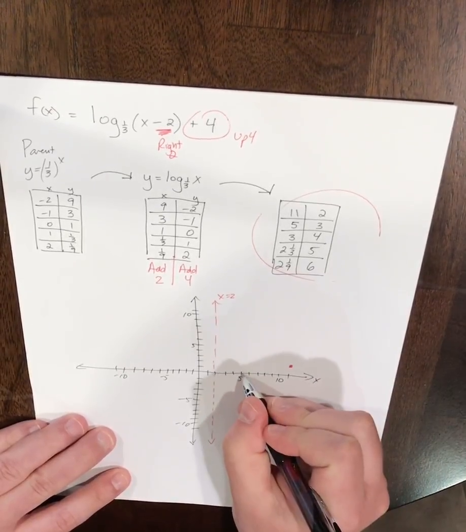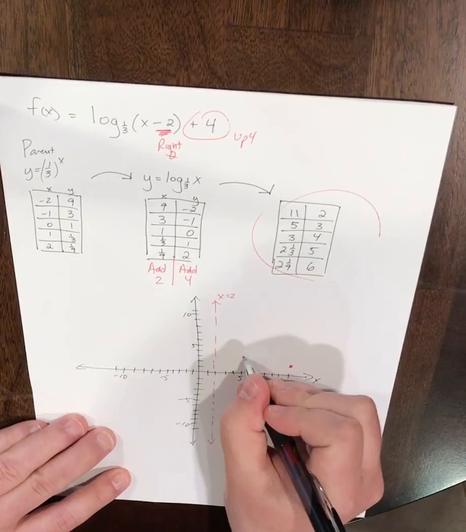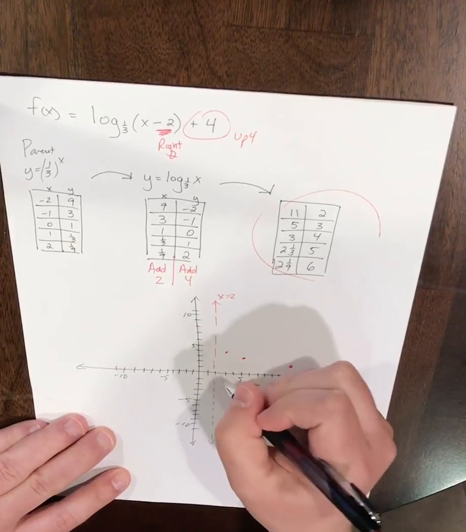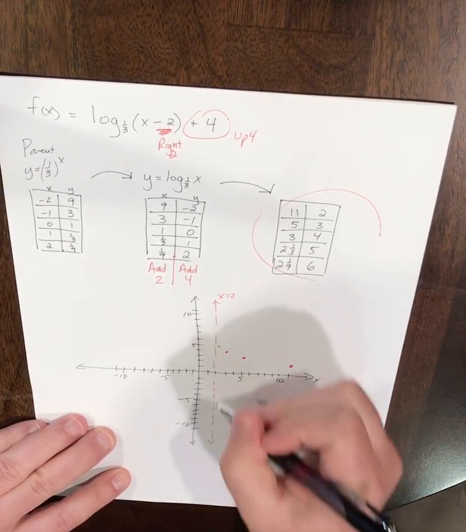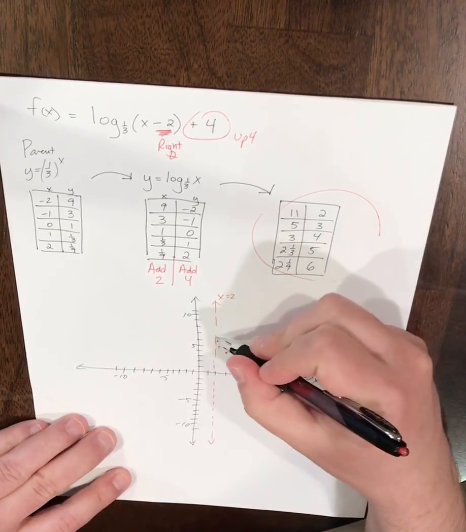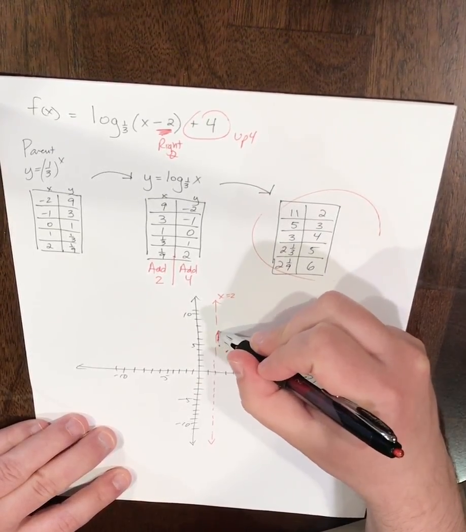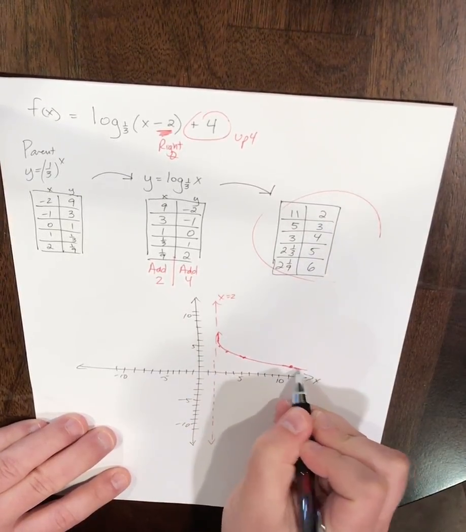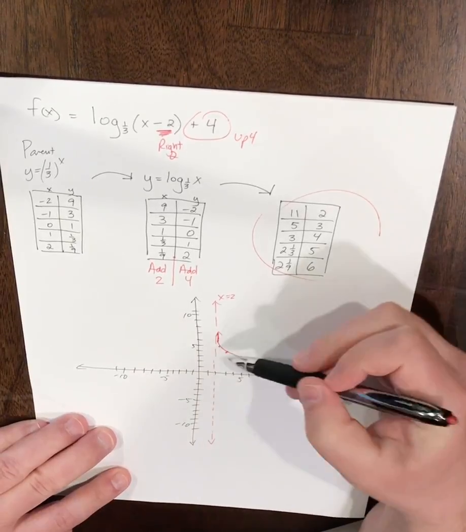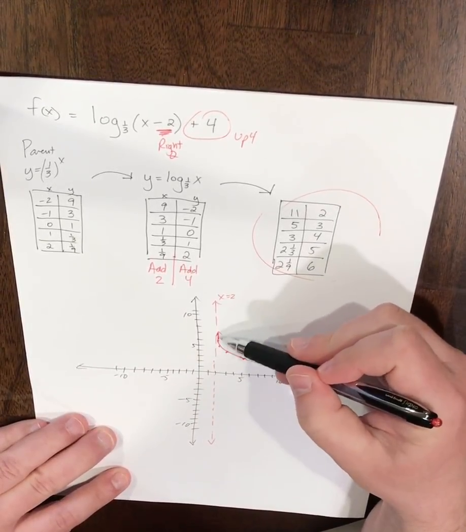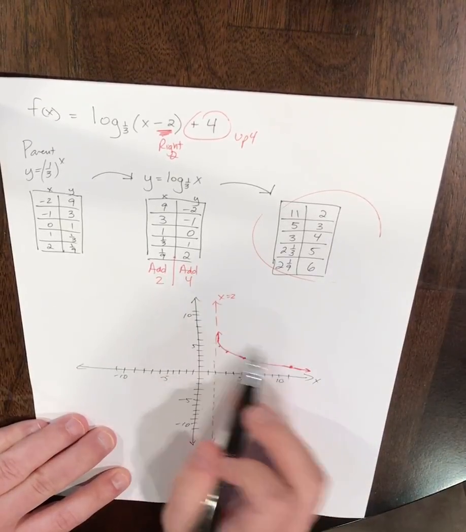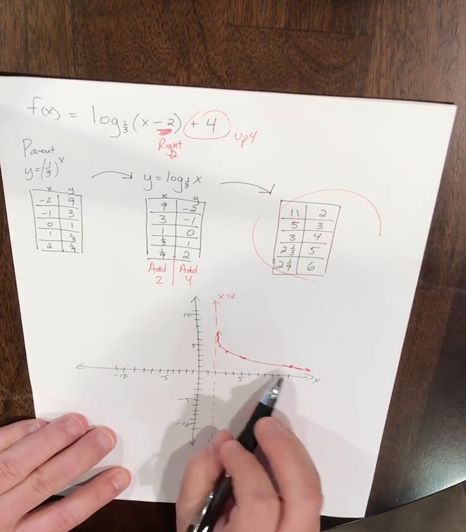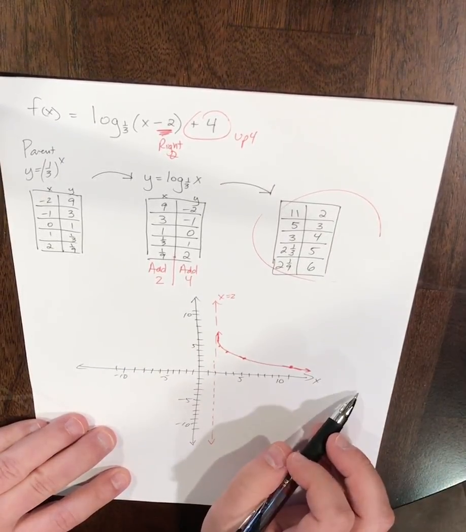So 11, 2; 5, 3; 3, 4; 2 1/3, 5; 2 1/9, 6. So you can see this is getting real close to the asymptote. Remember, just like exponentials, this thing looks like it's going up and going vertical, but it isn't. It's never strictly vertical. It's pushing in from this side towards the asymptote very slowly as you move up on the graph. This side of the graph will eventually cross through the x-axis.